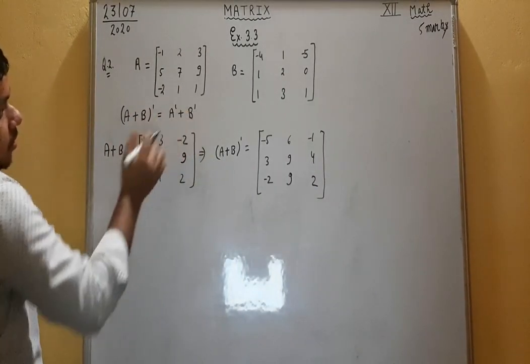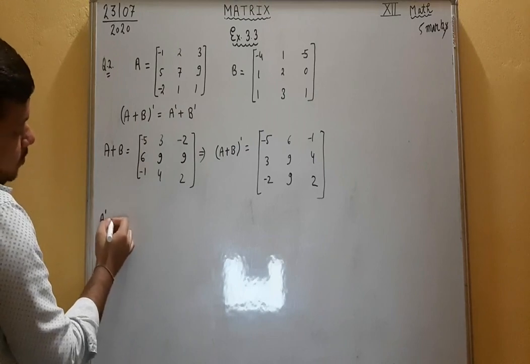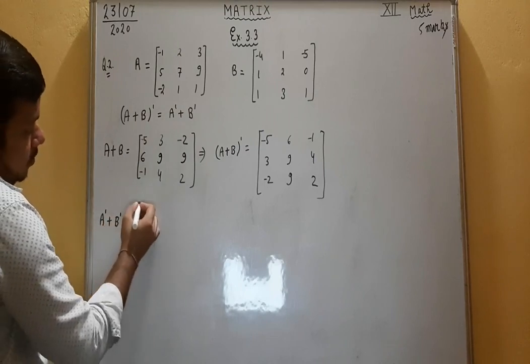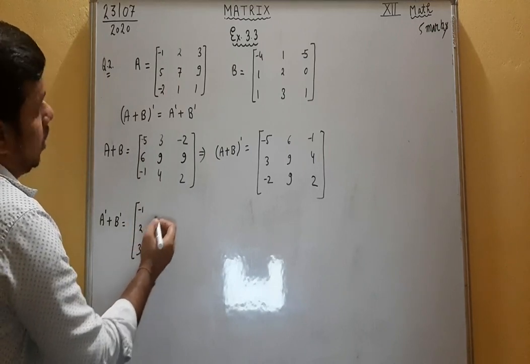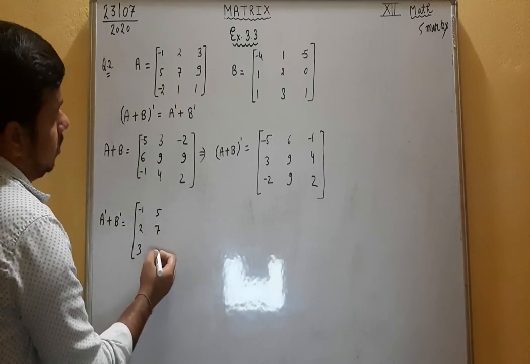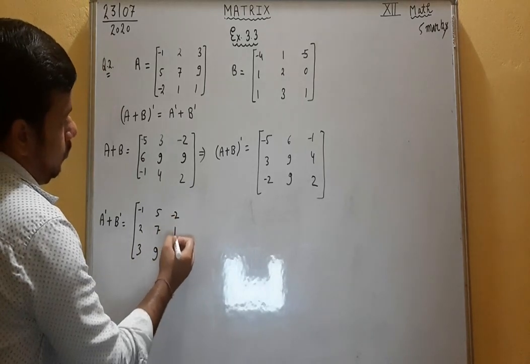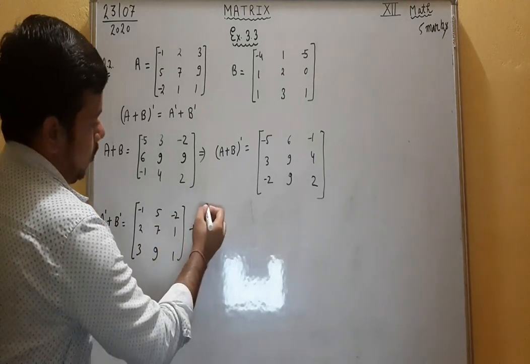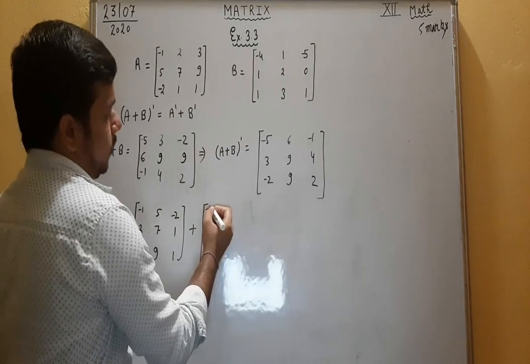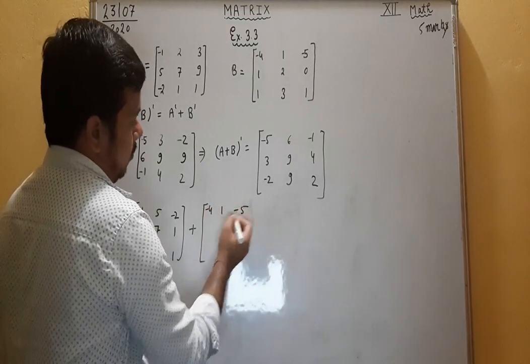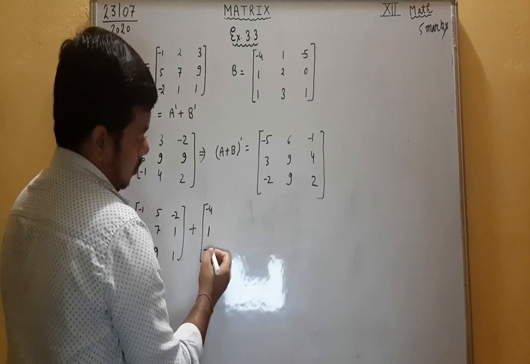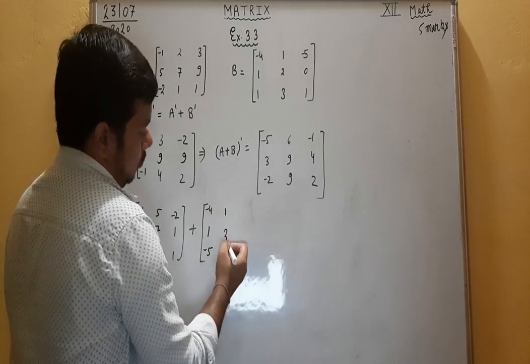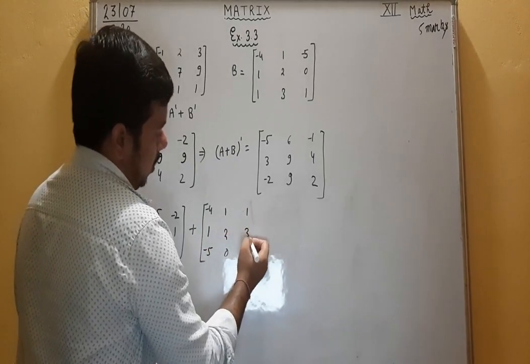Now let us find the RHS, A dash plus B dash. What is A dash? Minus 1, 2, 3; 5, 7, 9; minus 2, 1, 1. What is B dash? We have to take the transpose: minus 4, 1, minus 5; 1, 2, 0; 1, 3, 1.